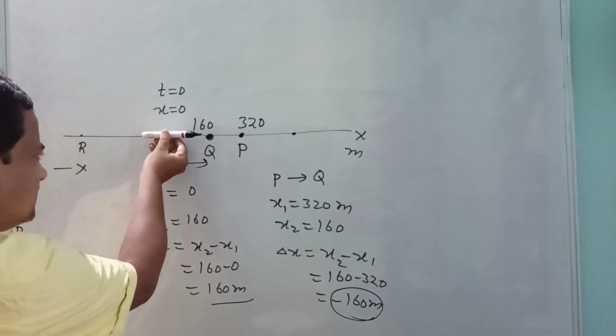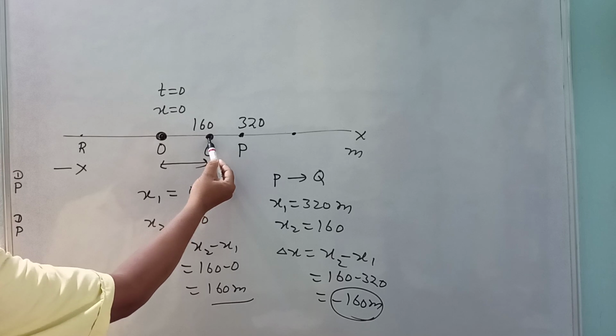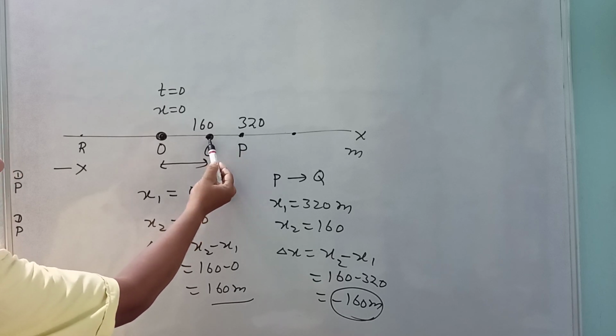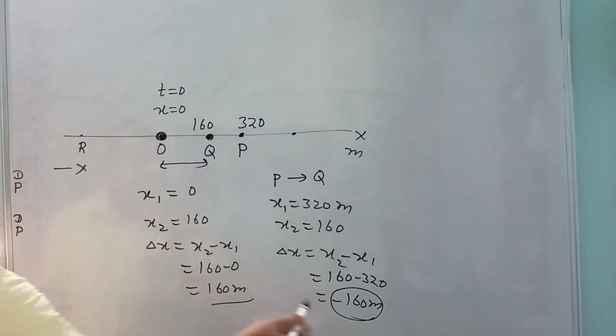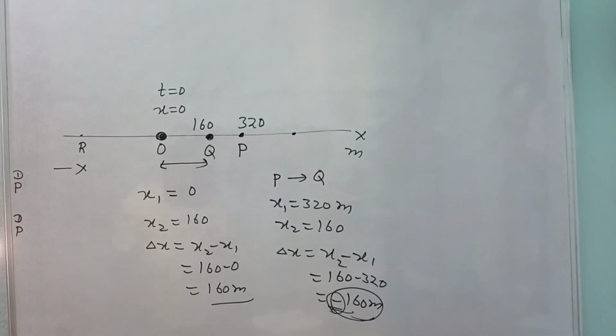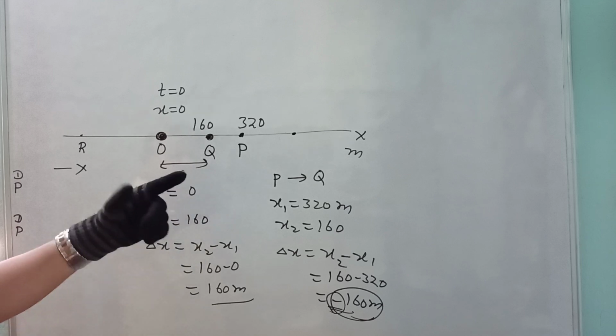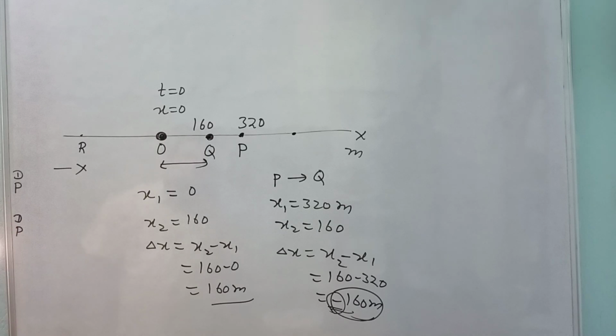Negative sign indicates direction of displacement. How? Because this is positive x-axis. But since body moves from P to Q, starting point P, ending point Q, so this is what? Negative x-axis. I mean towards negative x-axis. That's why negative comes. So negative sign indicates direction of displacement. Therefore, one says displacement may be positive, displacement may be negative. So in this case, displacement is positive. In that case, displacement is negative.